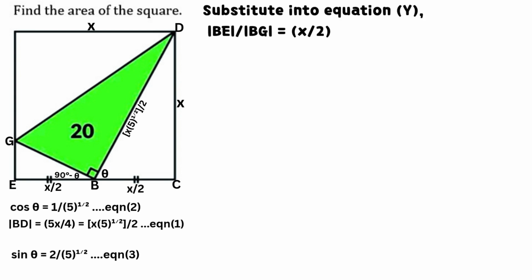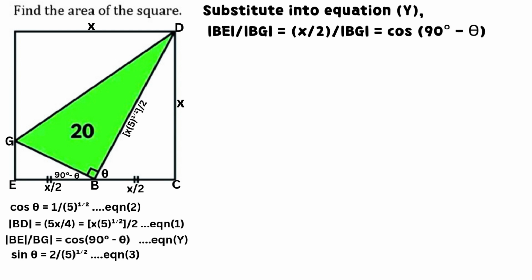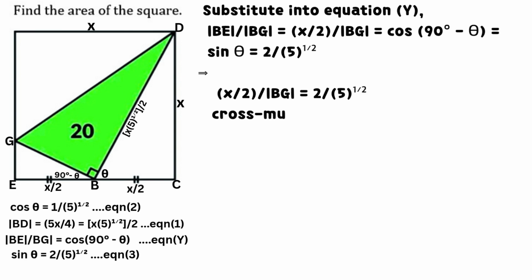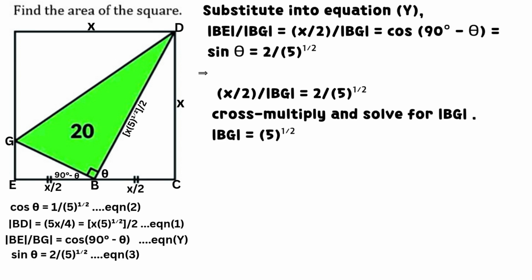Substitute into equation Y. Length BE divided by length BG equals half of x divided by length BG, which equals cosine of 90 degrees minus theta. The final result equals 2 divided by the square root of 5. It follows that half of x divided by length BG equals 2 divided by the square root of 5. Cross multiply and solve for length BG. Hence, length BG equals the product of half of the square root of 5 and half of x, which equals 1/4 of x times the square root of 5.